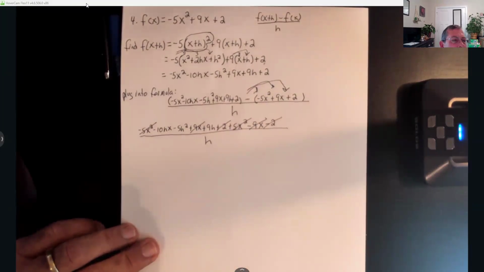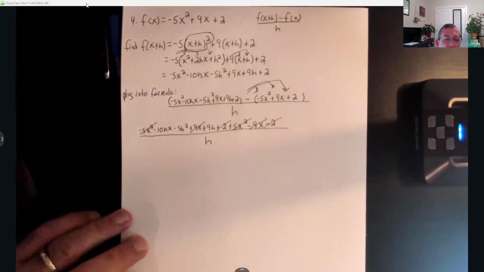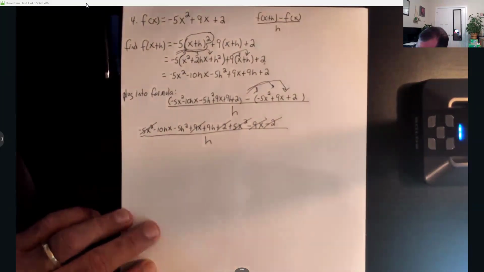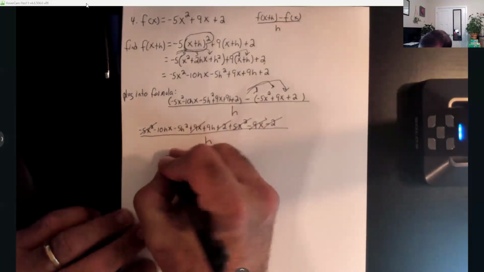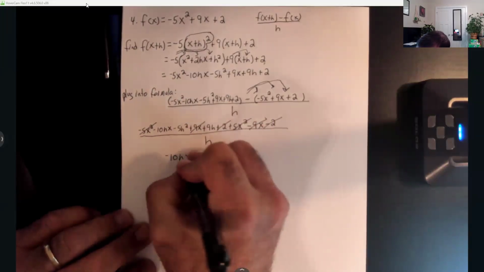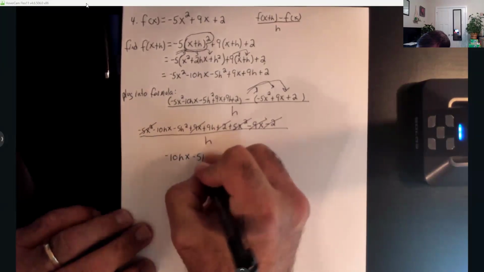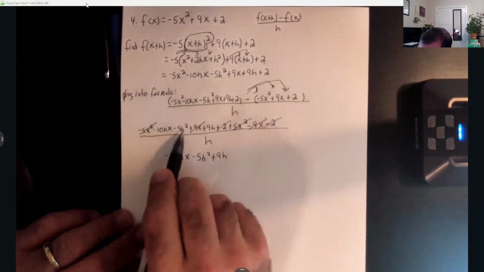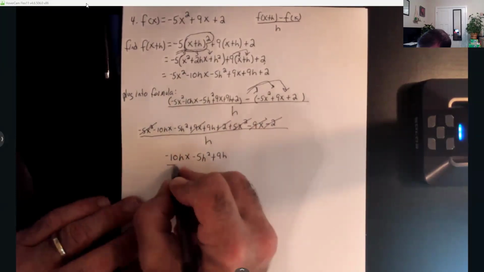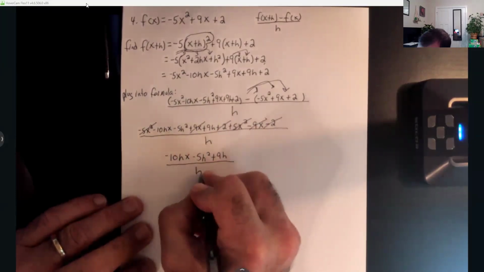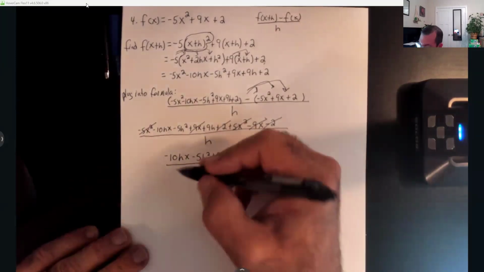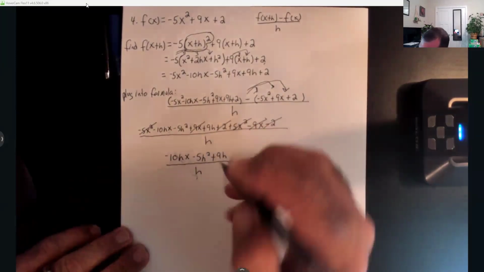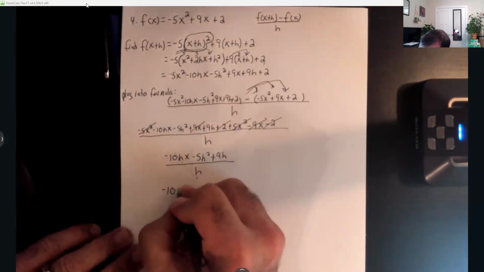So now what you got? Negative 10x minus 5x plus 9. So let's see if she's got it right. Let me bring everything down. So notice the only three things I had the h's in them. All right, so here we go. The h's cancel on the first one, leaving negative 10x.